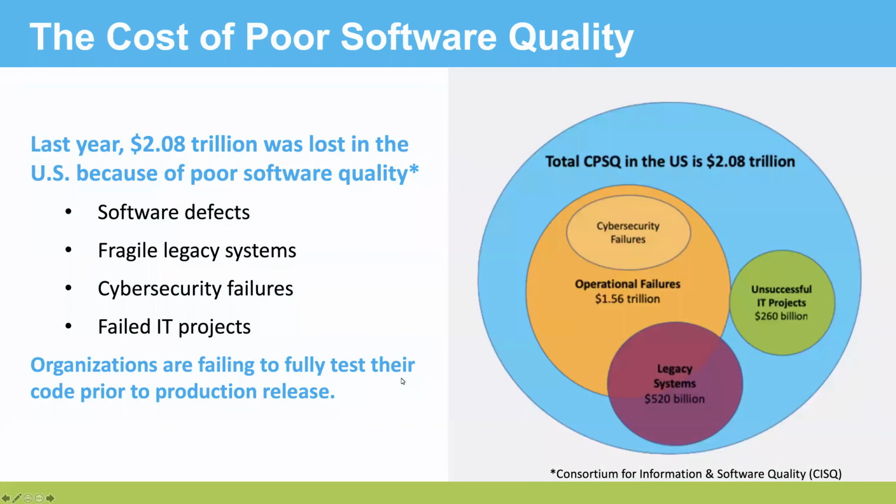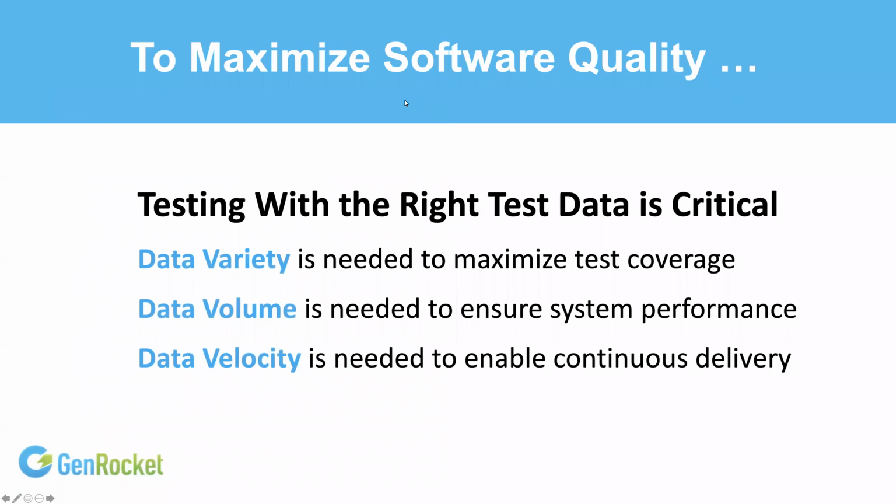So if we look at the cost of poor software quality, CISQ indicated that last year was $2.08 trillion. That's an enormous amount of money because of poor software quality for these different areas. So there's a substantial issue out there in the marketplace. And we know that we need to maximize software quality through testing. That's one of the important factors. And test data is a big factor in testing. So you need the data variety and the volume and the velocity for agile environments of that data.